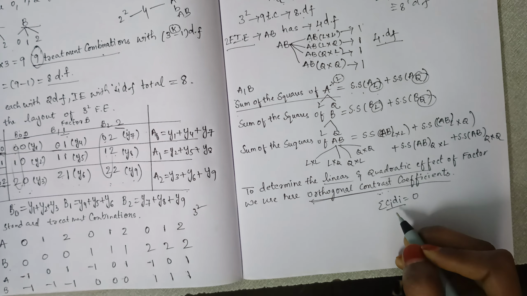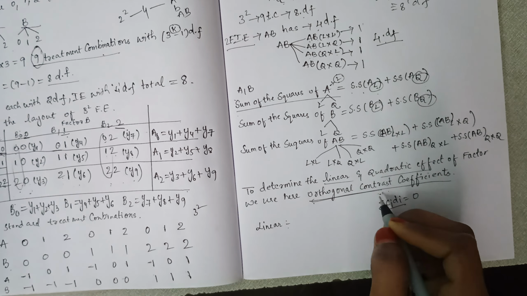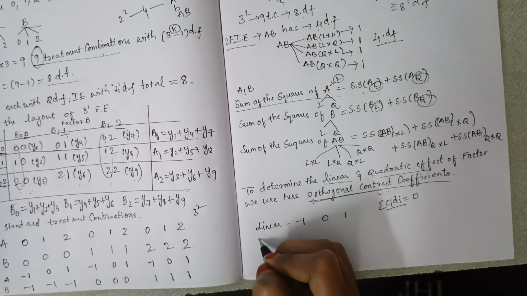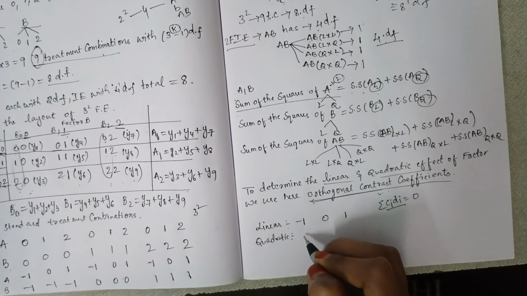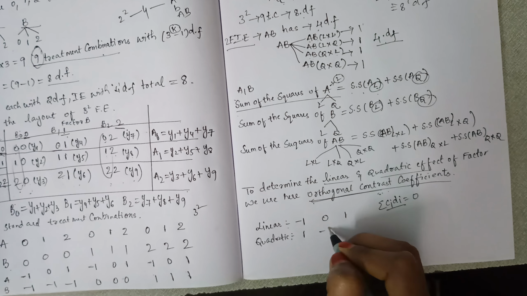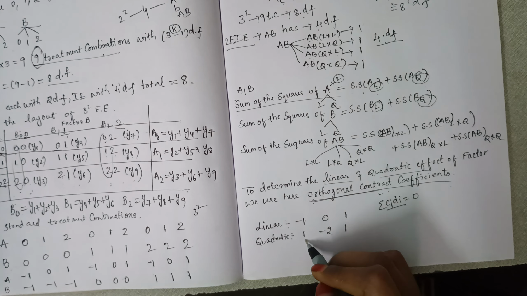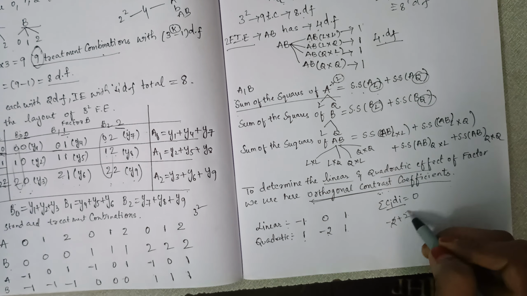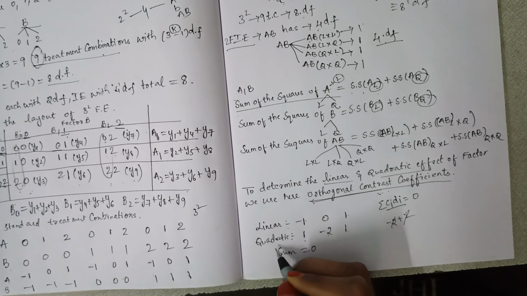So the orthogonal contrast coefficients for linear are -1, 0, 1. In quadratic we have 1, -2 and 1. If we sum them, it should be 0. -1 plus 1 is 0, 0 minus 2 will be -2, and 1 plus 1 is 2, so +2. -2 plus 2 cancel, so the sum will always be equal to 0. Hope it's clear.